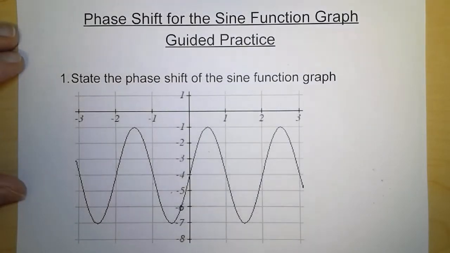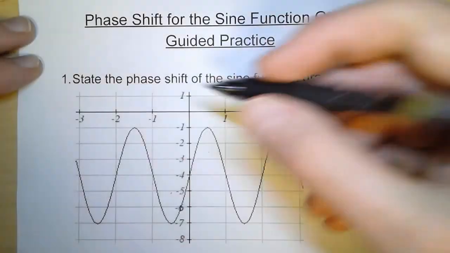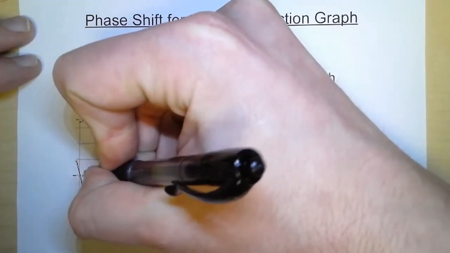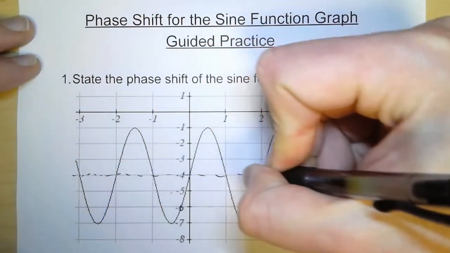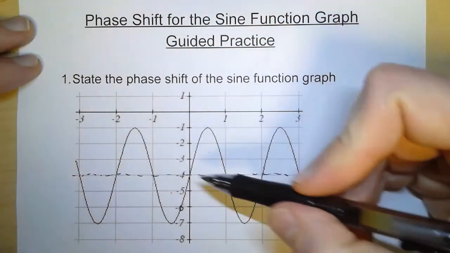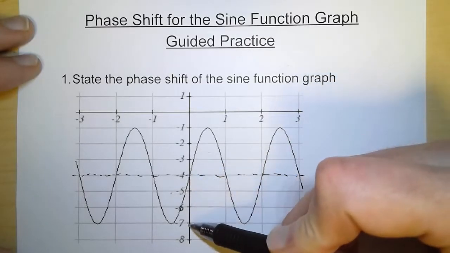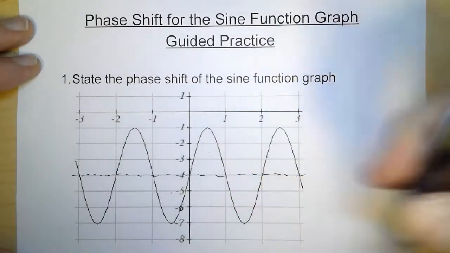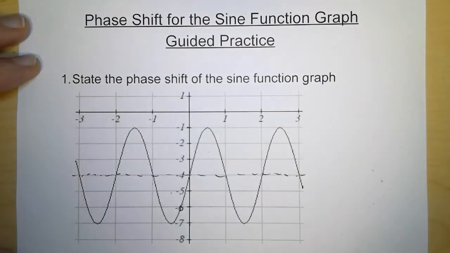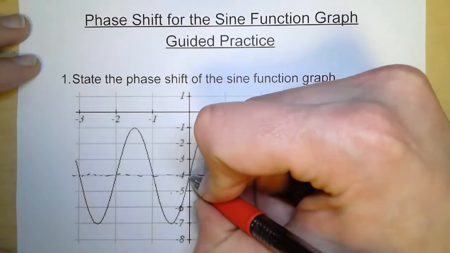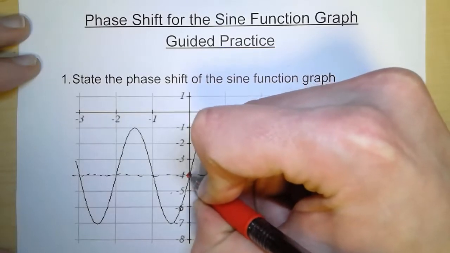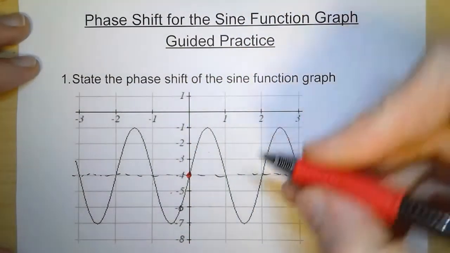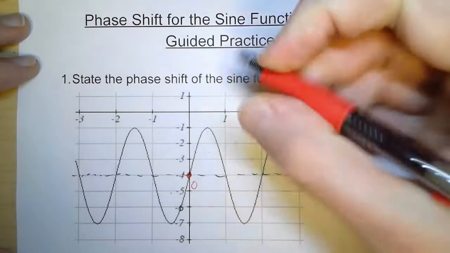Now, when we're looking for the phase shift of sine, the idea is: where's the middle? So if I draw the middle here, the middle is at -4. Now, how did I know it was there? Well, -4 is halfway between -7 and -1. And sine normally starts at the middle going up. And so we could say that the phase shift for sine is 0.